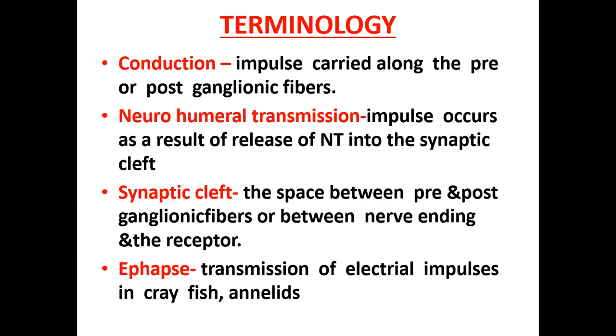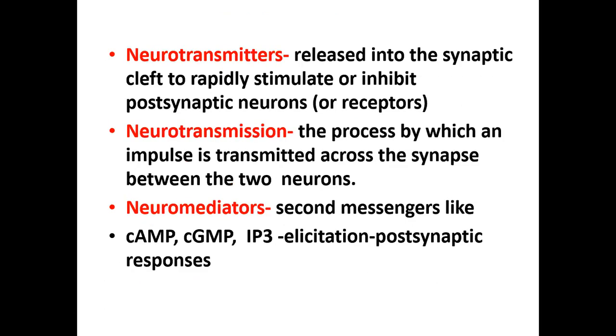What is IPA phase? IPA phase is nothing but a transmission of electrical impulses in crayfish and annelids. Then what are neurotransmitters? Neurotransmitters are the chemical substances which are released into the synaptic cleft to rapidly stimulate or inhibit the postsynaptic neurons or the receptors. Then what is neurotransmission? Neurotransmission is the process by which an impulse is transmitted across the synapse between two neurons.